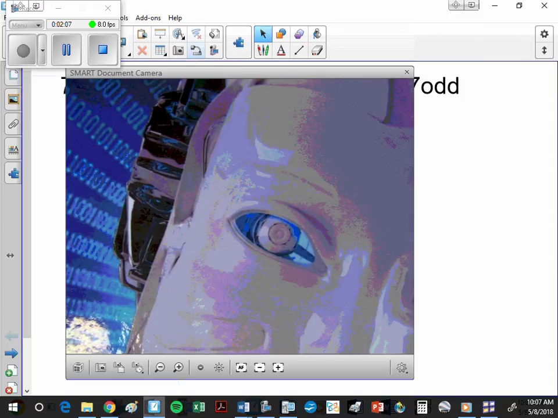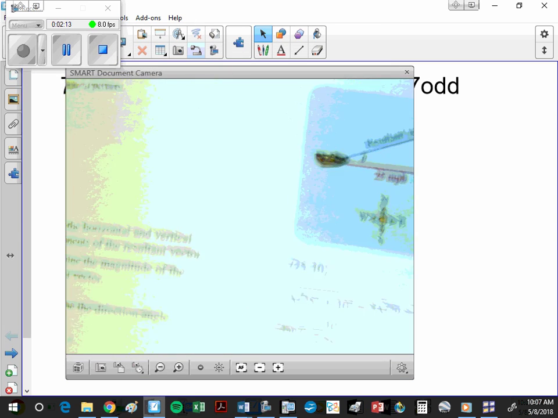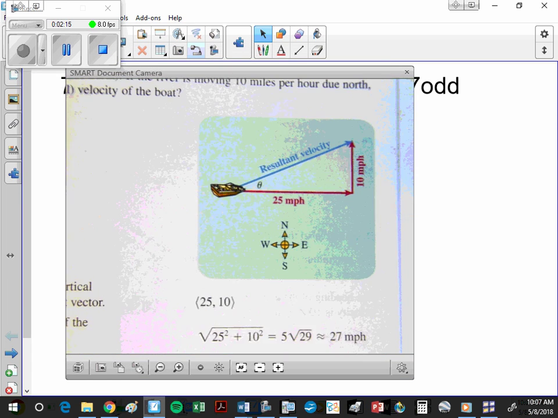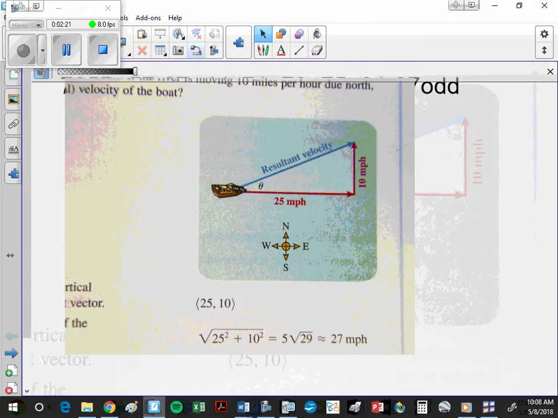So, example 6. That's kind of creepy. Oh, wrong button. Okay.